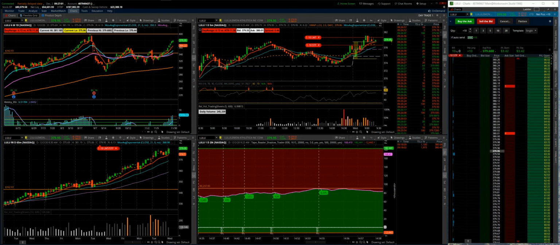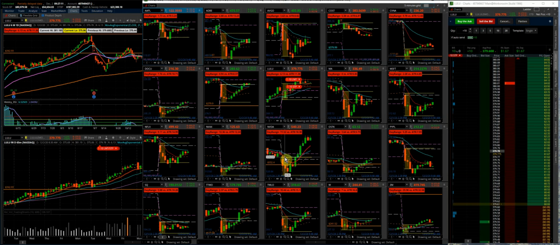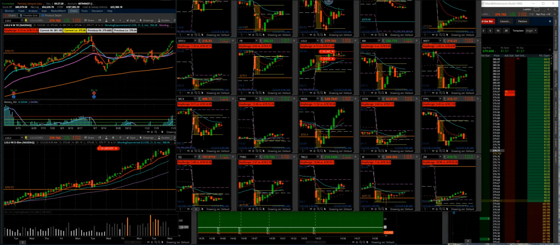I missed Nvidia, which has moved strongly above opening range. Let me see. That's my Nvidia on the 5-minute. It moved strongly, and I missed it completely. OSTK is moving slowly. I don't see anything else. My Apple is struggling to stay above the move. So this is not an exciting day.